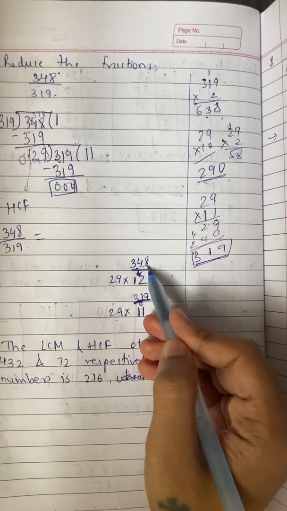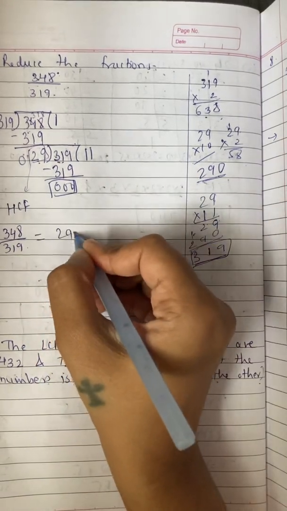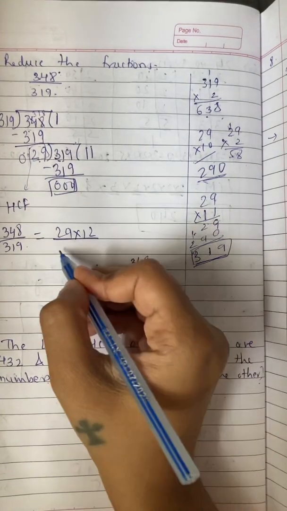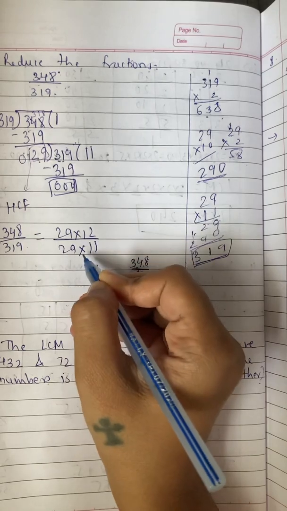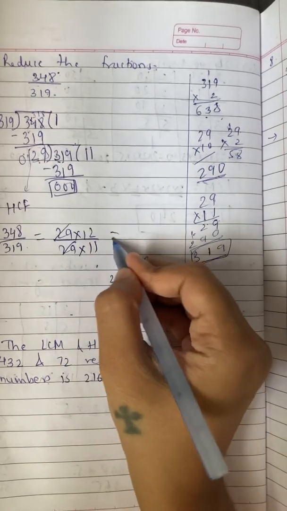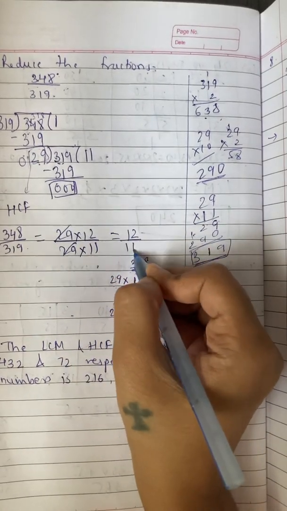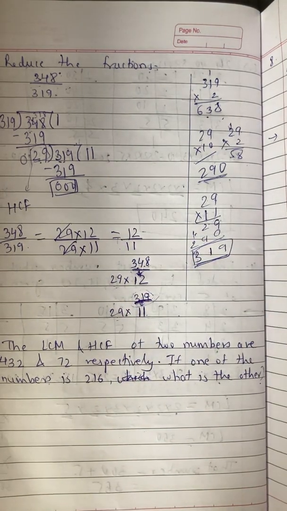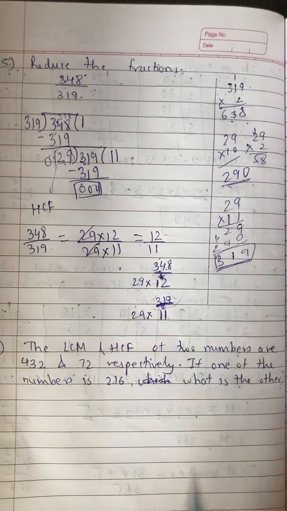So in place of 348, write down 29 into 12. And in place of 319, write down 29 into 11. 29 will get cancelled and we'll get 12 upon 11 as the simplest form. Okay, so this is the answer, 12 upon 11.